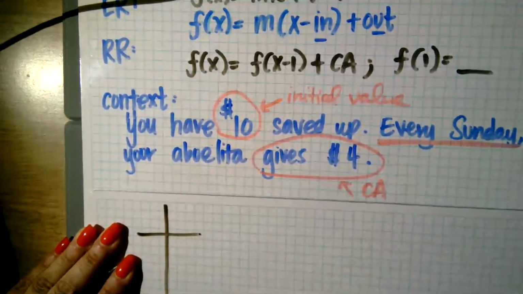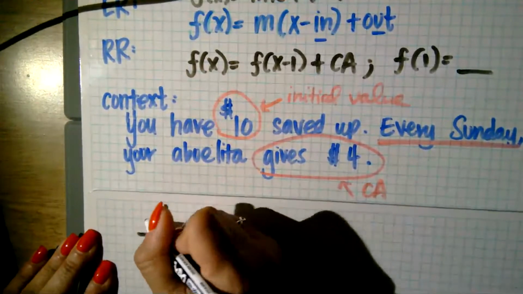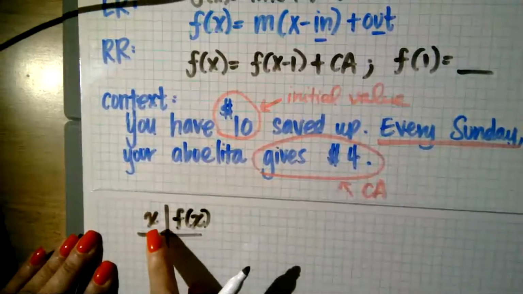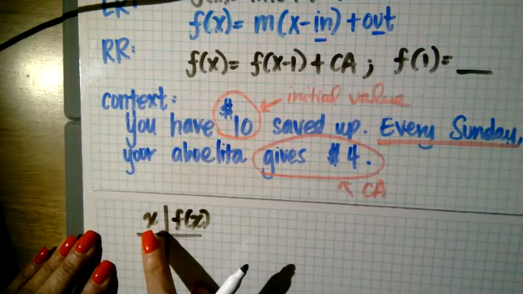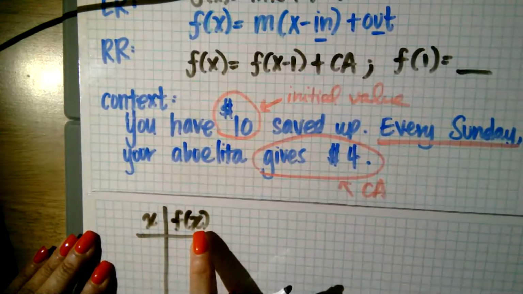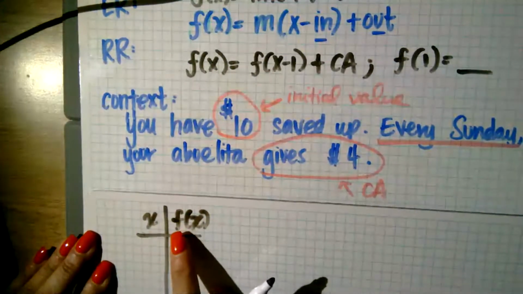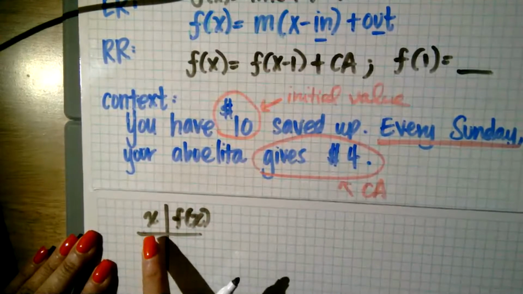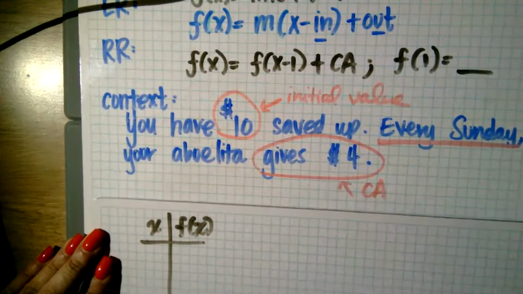Now, when I make my table of values, my input will always be on the left and my outputs will always be on the right. So the variable that represents inputs is x. The variable that represents outputs is f of x, which means the function of x. So this is the output that I get when I apply this input into whatever formula I'm looking at.